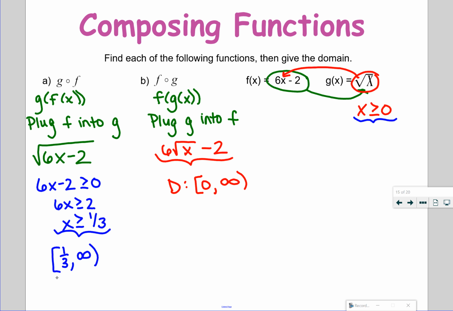So this ensures that whatever I plug into that function would not cause an error in the original functions and would not cause an error in my composition. And that's really what you're looking for when you're trying to figure out domain. So that's how you can check it. Pick a number in your domain that you've chosen and make sure in either of the original functions and in your composition you don't have any errors.